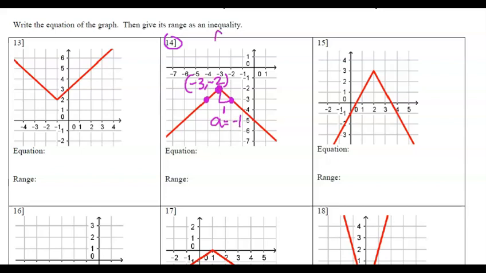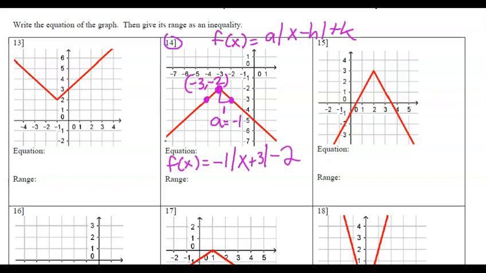So we'll use that same function on the front page. F of x equals A times the absolute value of x minus h plus k to write our equation. So we have f of x equals A, which is -1, times the absolute value of x minus h. So it would be x minus -3, which would be a +3, minus 2.